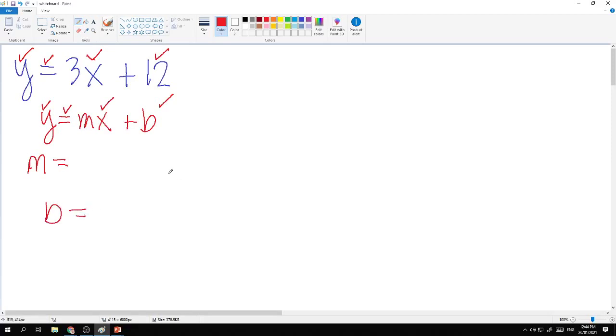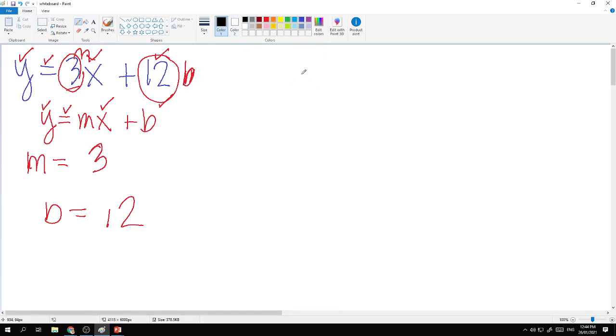Now, in this example, what is the value of m? 3. Simple as that. This is the value of m. What about the value of b? 12. There you go. That's 12. So, therefore, this is our m, and this one is our b. Let's have another example.